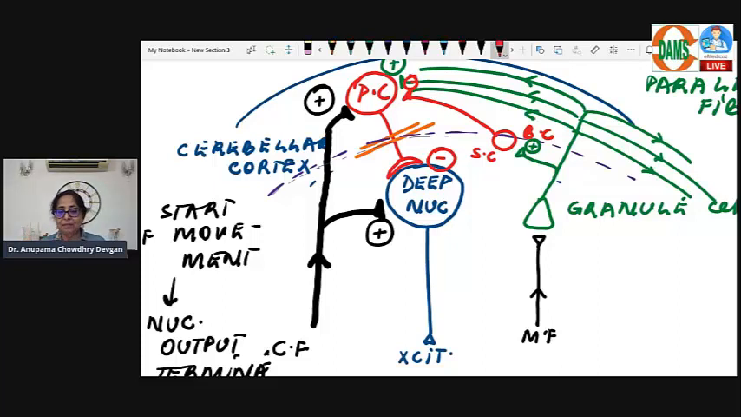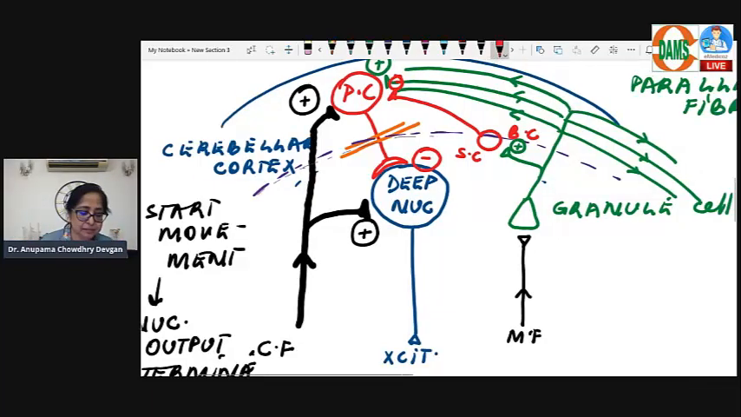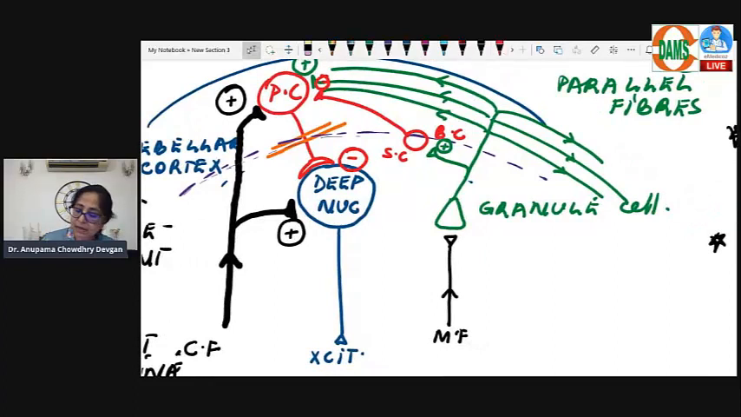Now, we've discussed already granule cell, basket cell, stellate cell, Purkinje cell. There's a fifth neuron which is left, and that is the Golgi cell. Now let us see what is the connection of the Golgi cell. Okay? Now let's see what will happen in the case of the Golgi cell.